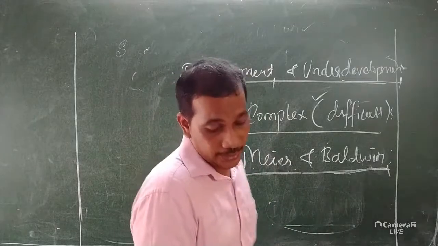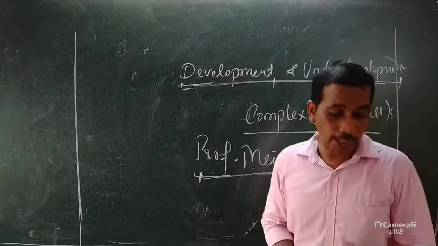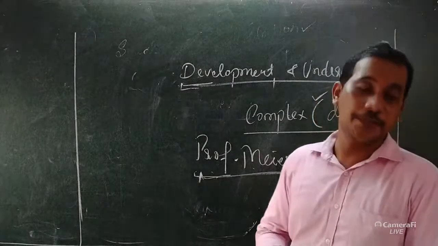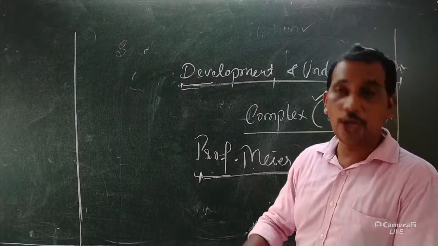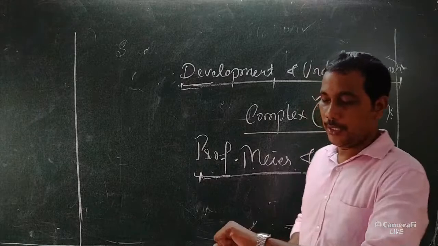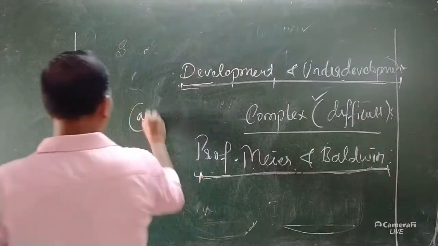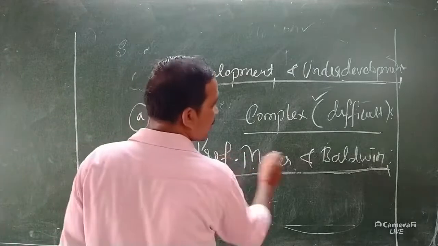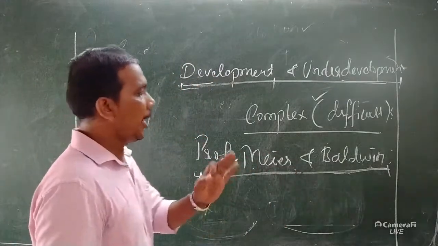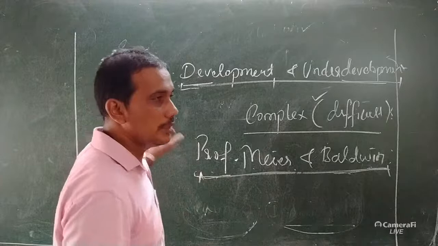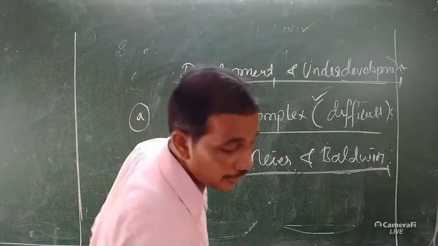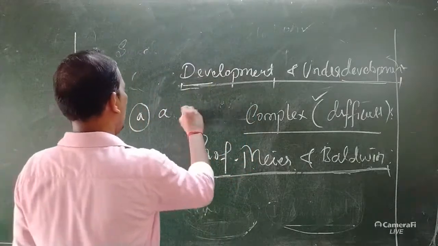The first one is an increase in real national income. The second one is a process, and the last one is a long period. So here they give information about these three things. Remember, according to Professor Meyer and Baldwin, every country gives importance to these three elements. The first one is what? A process.